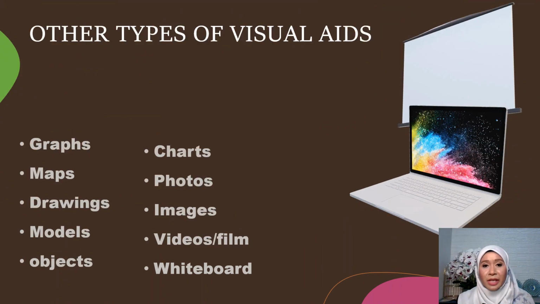So here are some other types of visual aids. You can use a graph, map, drawings, models, objects, charts, photos and images I mentioned earlier, videos, or you can just simply use a whiteboard.